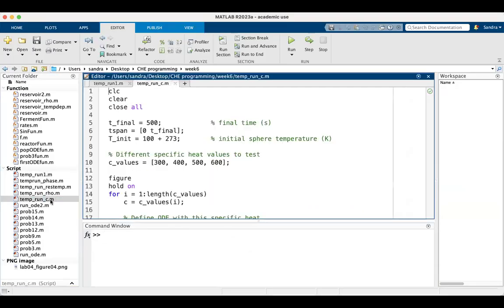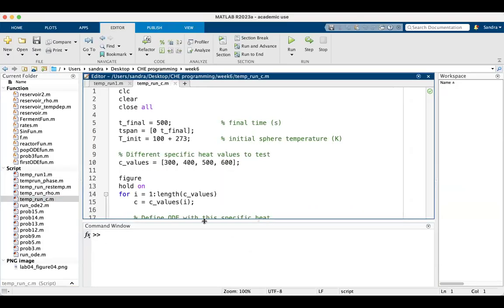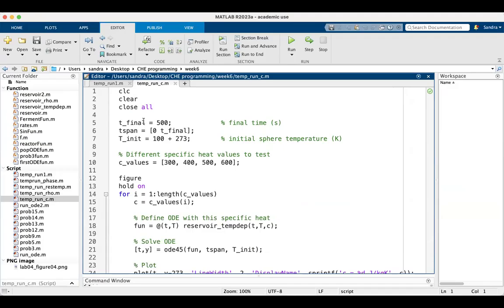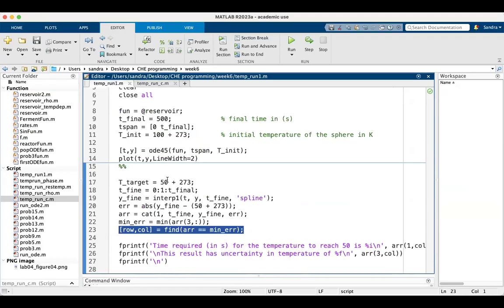So if you're looking at constant specific heat, this is what we get. For constant specific heat, everything remains the same. T final is 500 seconds. T span is from 0 to 500. Initial temperature is 100 degrees Celsius converted into Kelvin, so that is 373 Kelvin. And initially my C value was a single value, right? So what was my C value?